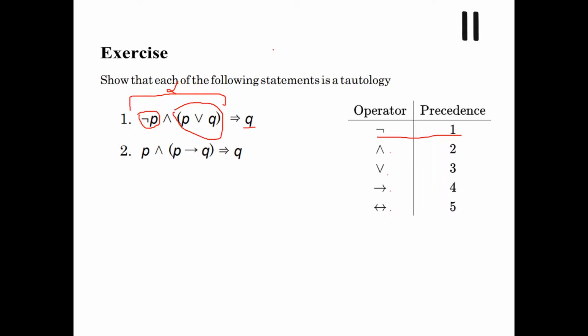You're also going to need the following information. Alpha implies beta is equivalent to saying not alpha or beta. Both of these statements have the same truth value. This is going to be important when you want to solve this. This is another rule of equivalence. You can pause now and start.